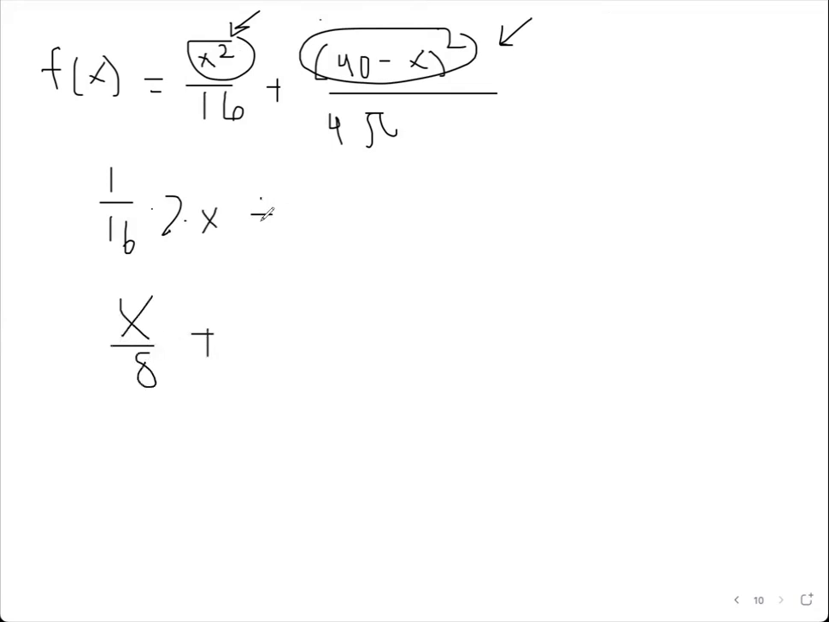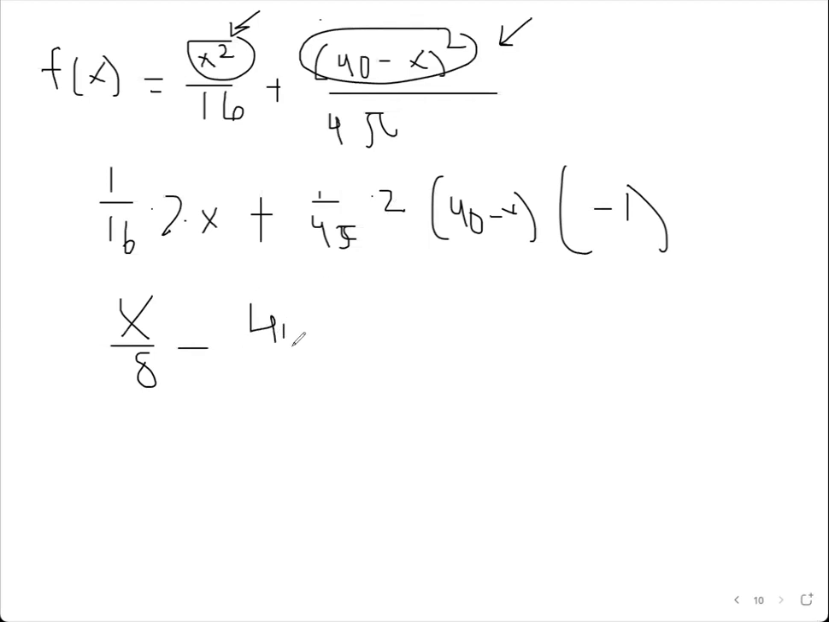Second part is this. You do 1 over 4 pi, then you bring down the 2, and you do 40 minus x just to the power of 1. And don't forget, it's the chain rule. We have a negative x plus 40. The 40 just becomes 0 when you take the derivative. Negative x becomes negative 1. So you have to do minus 1, which means that this is a negative, not a positive. Minus 1 over 4 pi times 2 just becomes 1 over 2 pi. So it's 40 minus x over 2 pi.